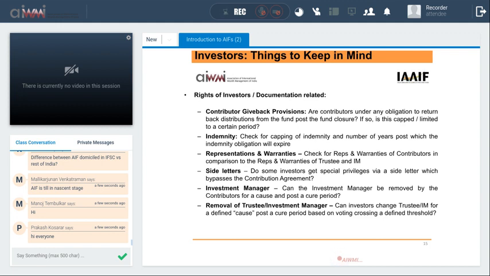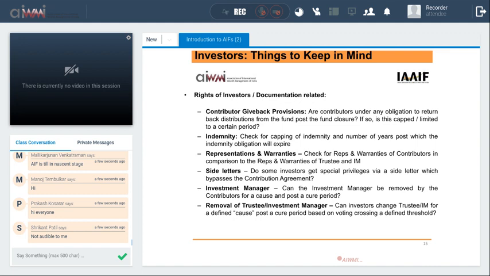So what are some of the rights of the investors relating to documentation? AIFs generally have a contributor give back provision, which specifies that even though you are investing in an AIF and you're earning the return, and even post it's distributed, you can still be asked to give back those returns in case there is any litigation. You should check the indemnity clauses. You should check the reps and warranties provided by the manager or the sponsor.